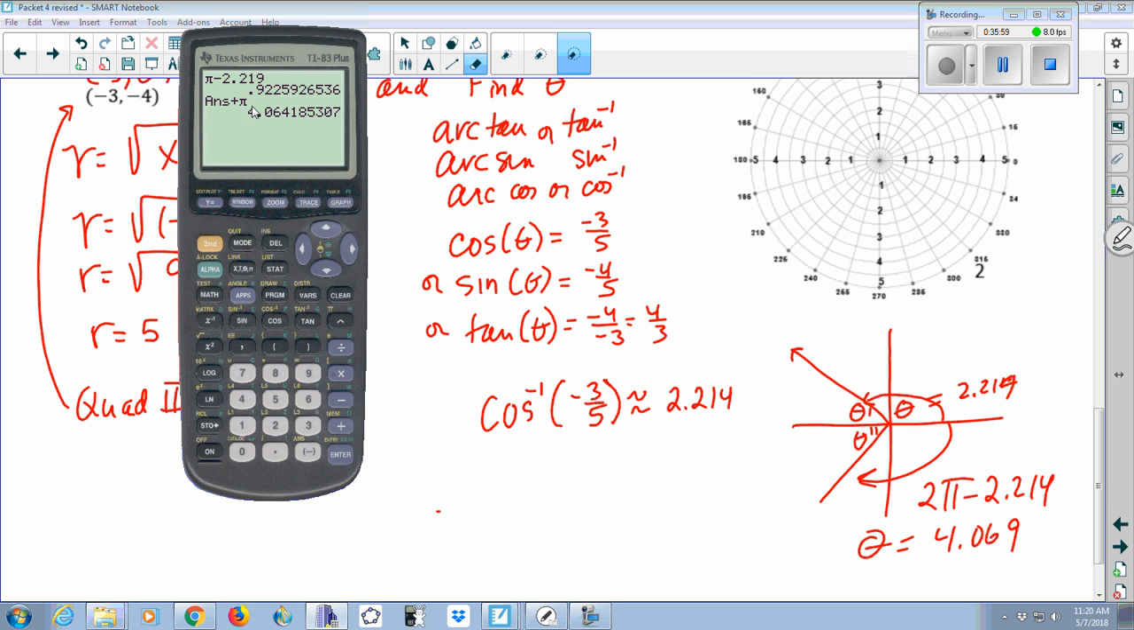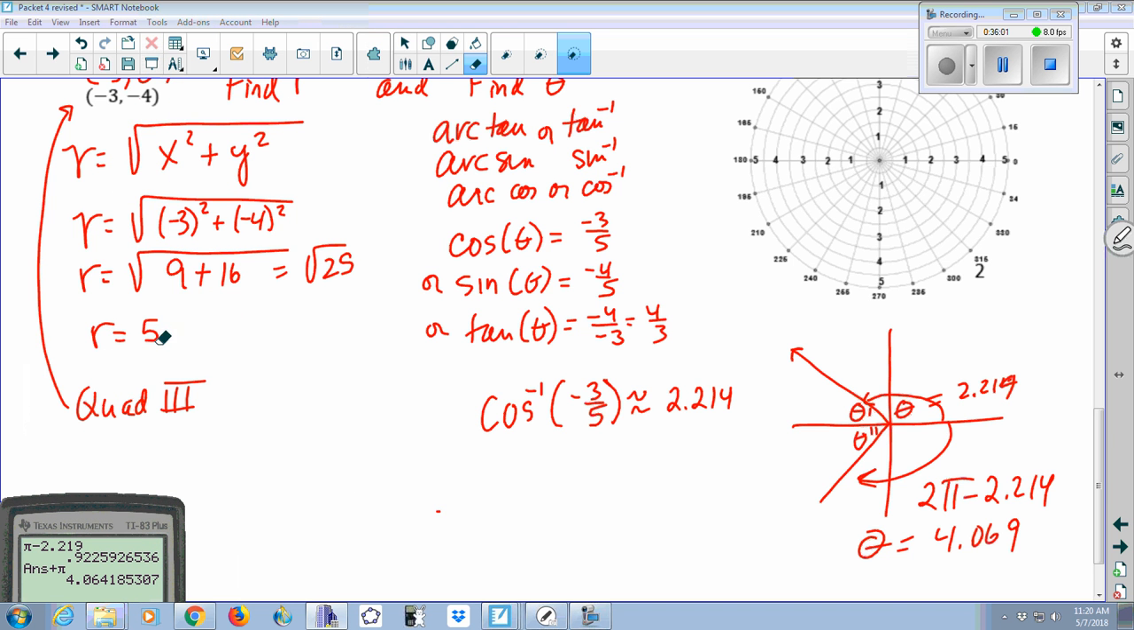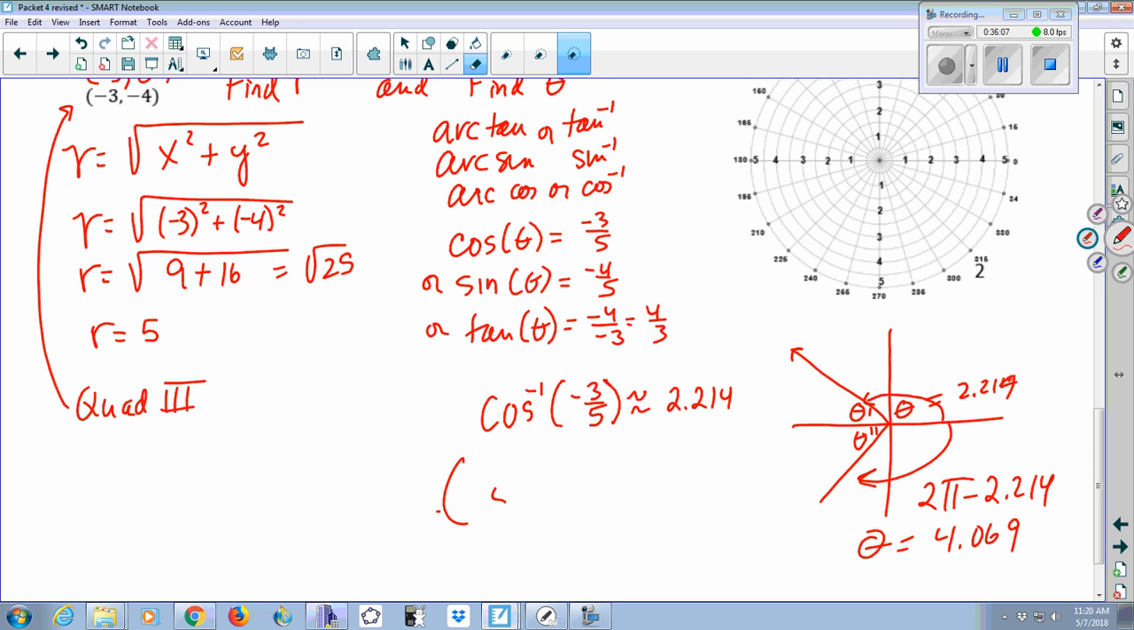Okay. So that's how you put it from XY land to polar land. Right? So your answer would be R is 5 and theta is 4.069. Okay. So you'll have a lot of practice tonight doing that. Or at least you won't have a lot, and there will be questions like this on the final, converting. So all you have to do is open your book. There's probably 10 questions in there that you could practice.